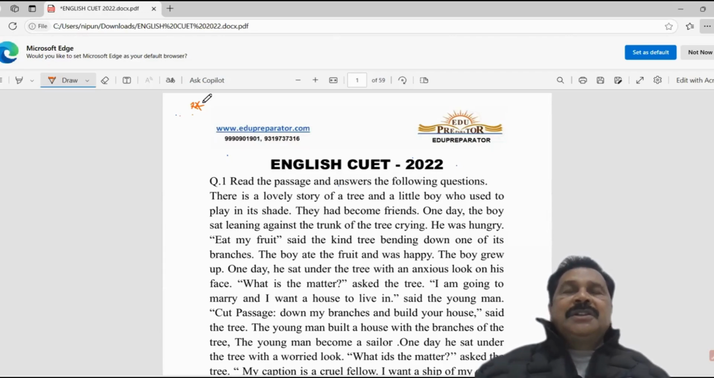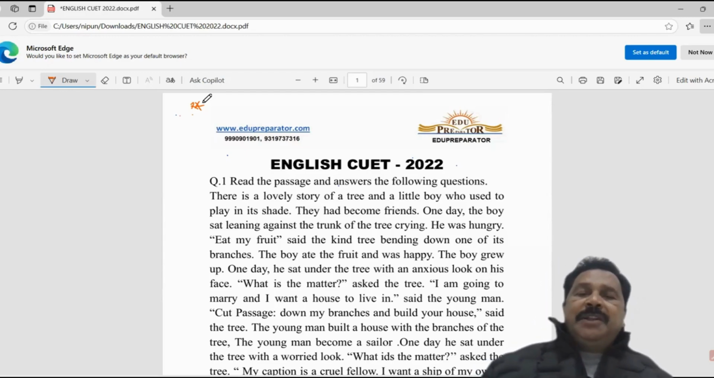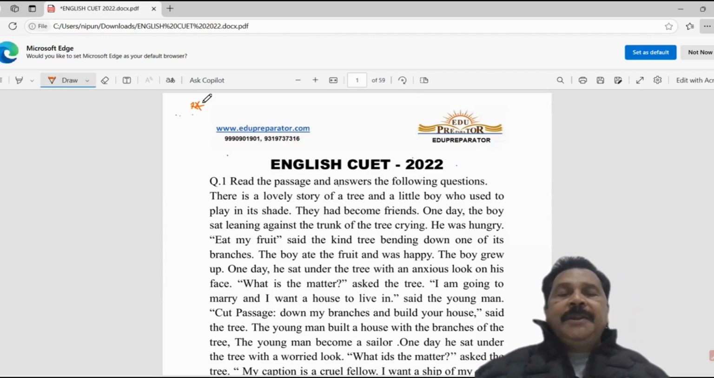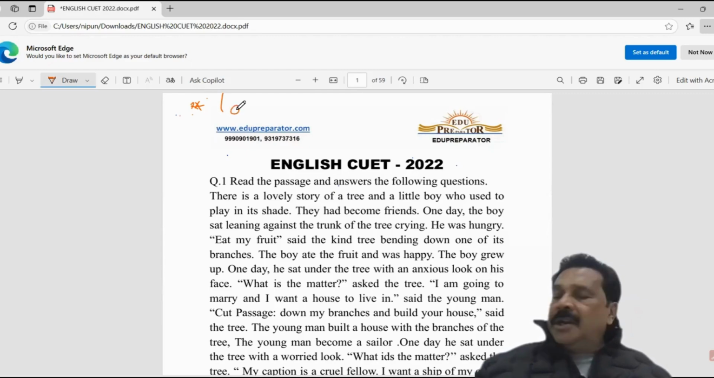Today we are going to discuss how to solve the CUET paper. I'm going to present one of the question papers published by the CUET, and it is divided into two parts. One is known as comprehension. Comprehension means to understand.